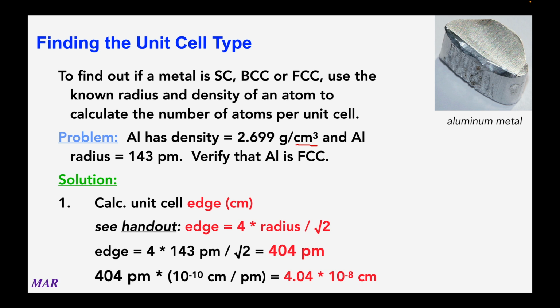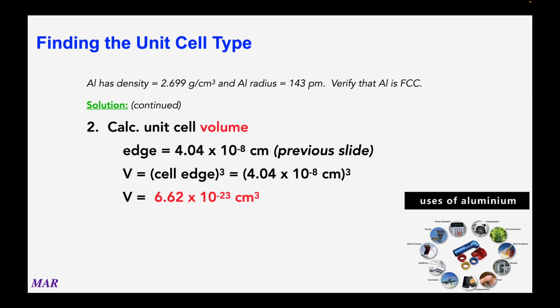But at the end of the day, 404 picometers is 4.04 times 10 to the minus 8 centimeters. Now that we have an edge in centimeters, edge cubed equals volume. As long as the length, width, and height are all the same, you can just cube the edge to find the volume. So 4.04 times 10 to the minus 8 centimeters cubed in your calculator is 6.62 times 10 to the minus 23rd centimeters cubed.